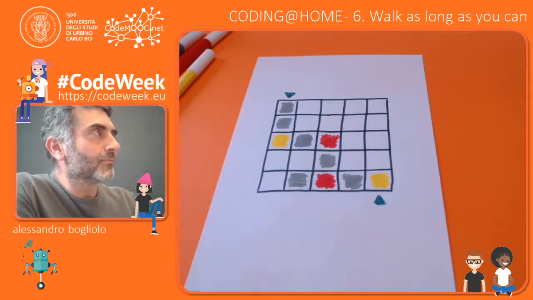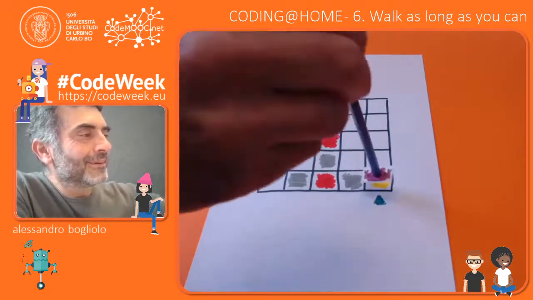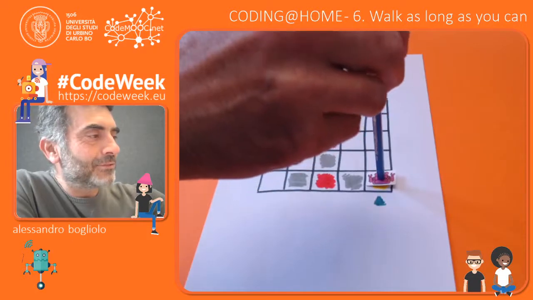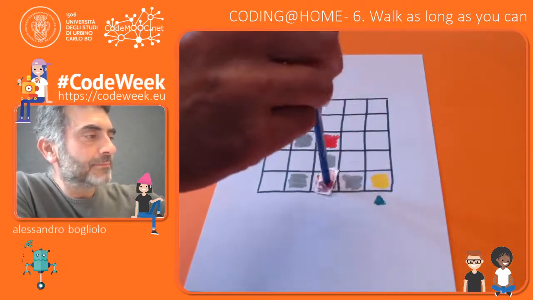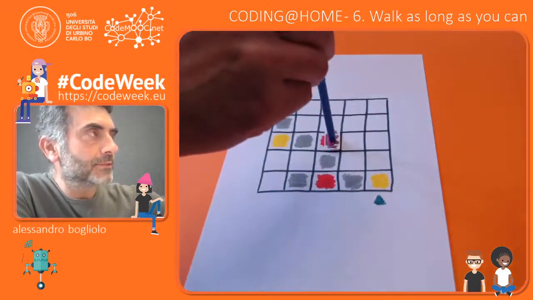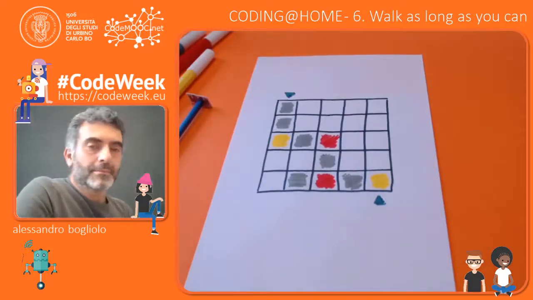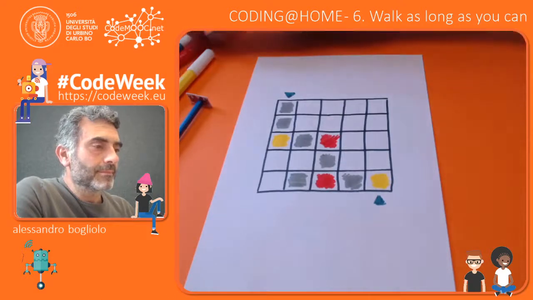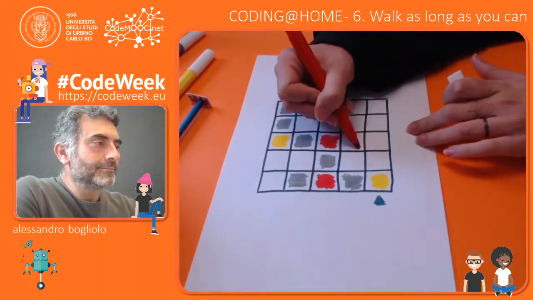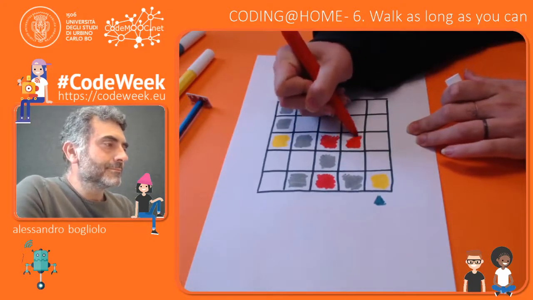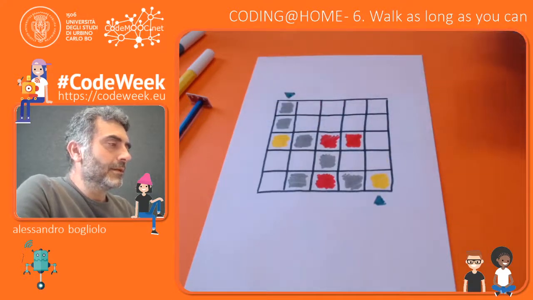And let's look at what Anna has to do now. So left, right, right. So here is your next move. Okay, right again.